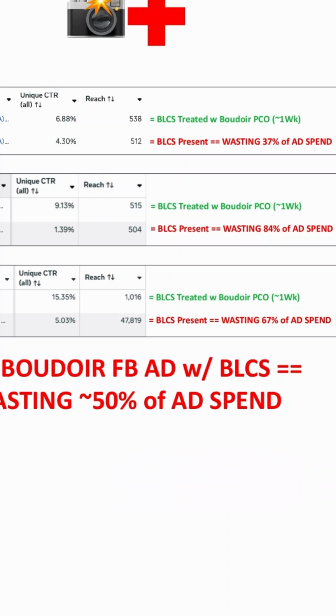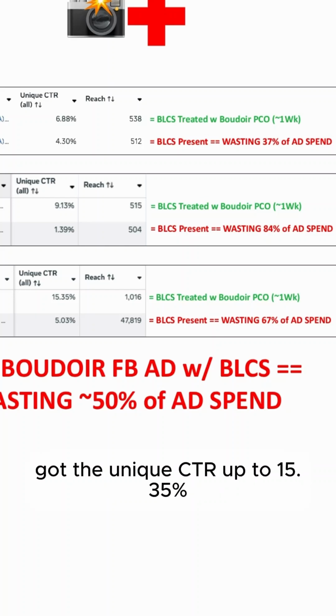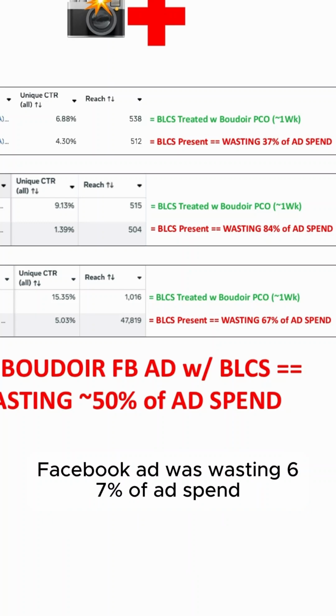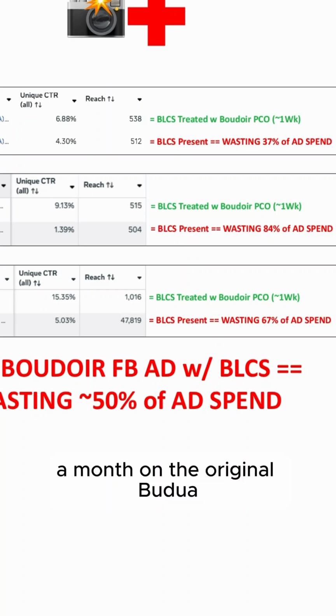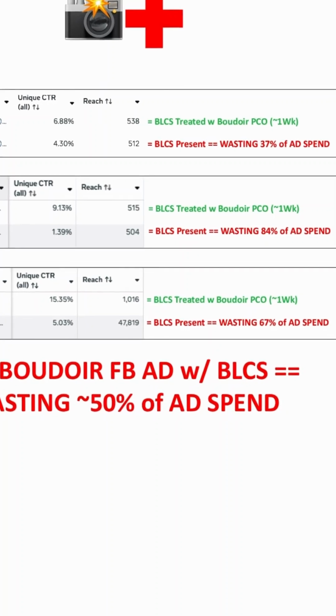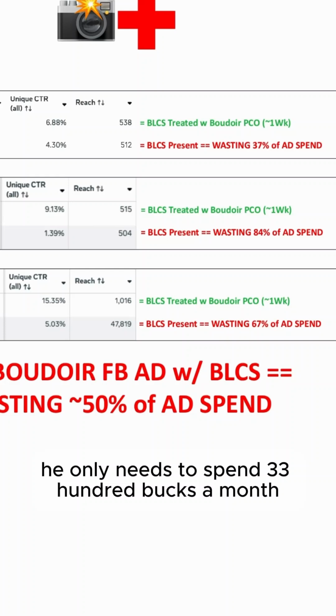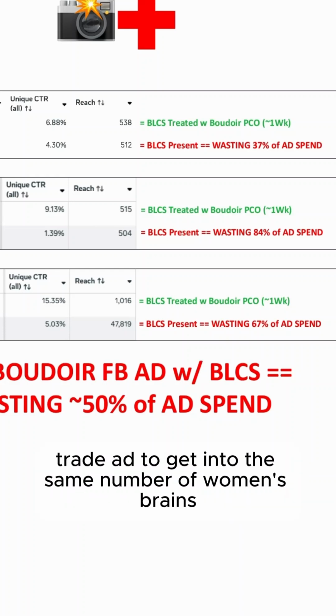Treated with Boudoir Pico, takes about a week, got the unique CTR up to 15.35%. So we found out his original Boudoir Facebook ad was wasting 67% of ad spend. So if he's spending 10 grand a month on the original Boudoir Facebook ad, he only needs to spend $3,300 a month on the Boudoir Pico treated ad to get into the same number of women's brains.